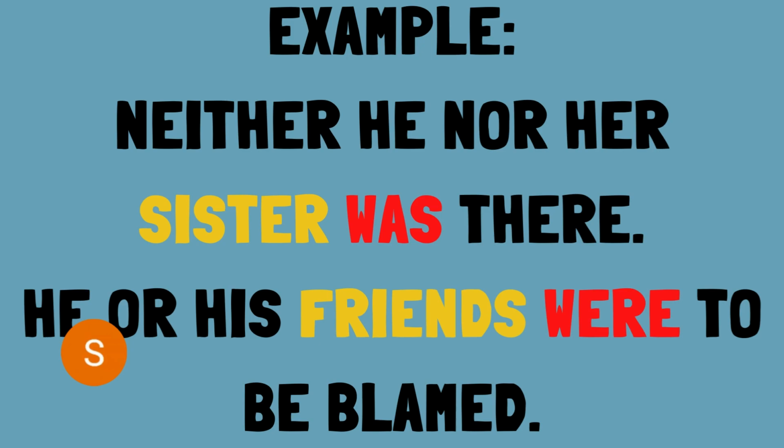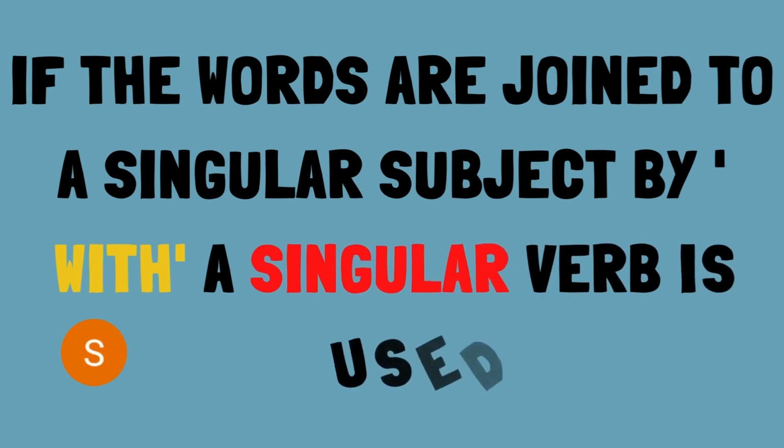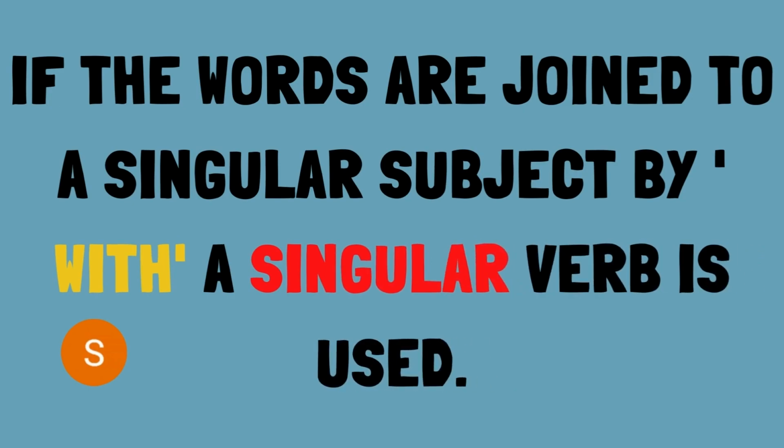In this example, you can see the word sister is nearest to the word was. Accordingly, we will be using a singular verb here. In the next sentence, friends is plural, so the verb will also be plural. Hope you have understood this clearly. Moving to our next rule, if words are joined to a singular subject by with, a singular verb is used. Let's see the example now.